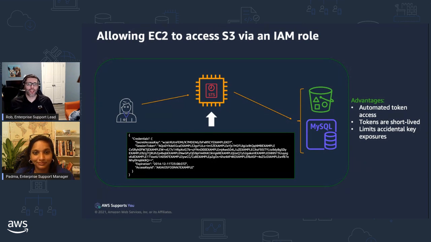And so the nice advantage to leveraging this is you have automated token access. It just uses an identity metadata service that exists on EC2 to assume that role, get its temporary credentials, and then use that to access your application. So those tokens are short-lived, so you don't have to worry about manually going in and rotating access keys. You also don't have to worry about these being embedded into your application and having an accidental or inadvertent key exposure from publishing it to a Git repo. So those are the advantages of being able to use an EC2 instance with an IAM role to grant access to S3 and MySQL.